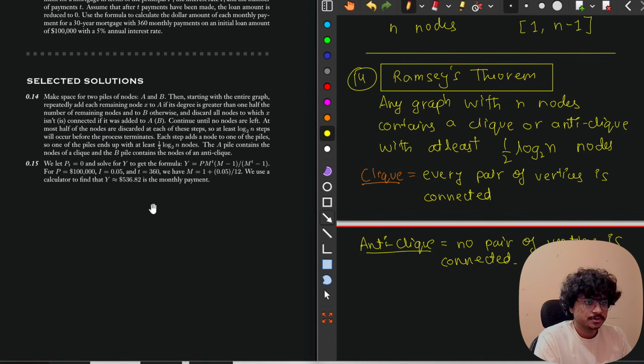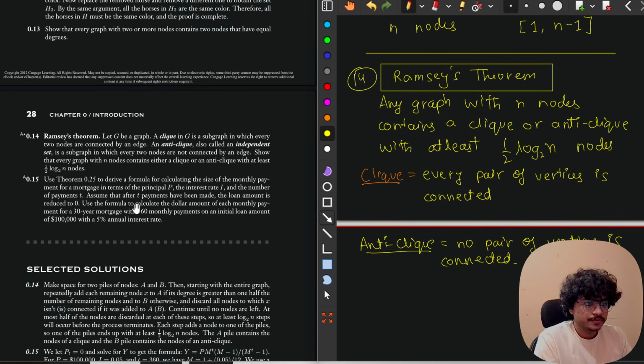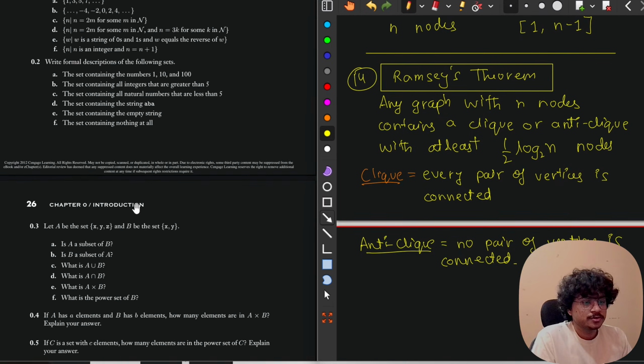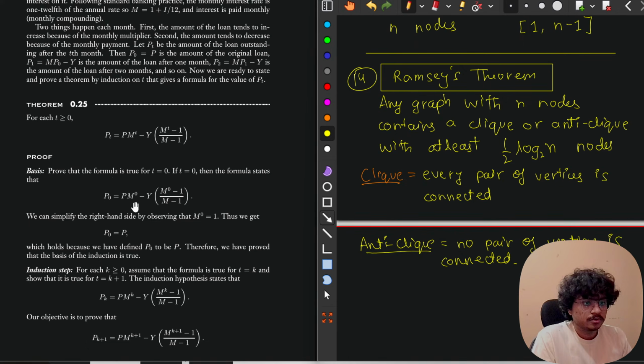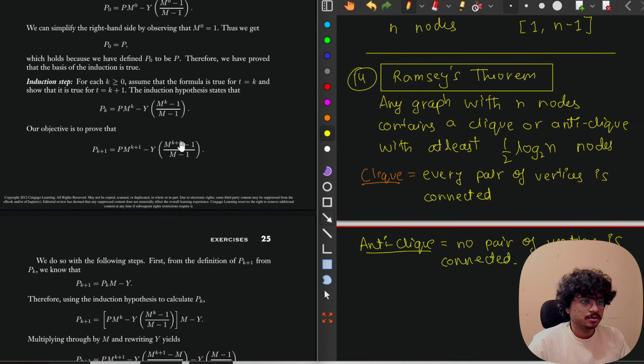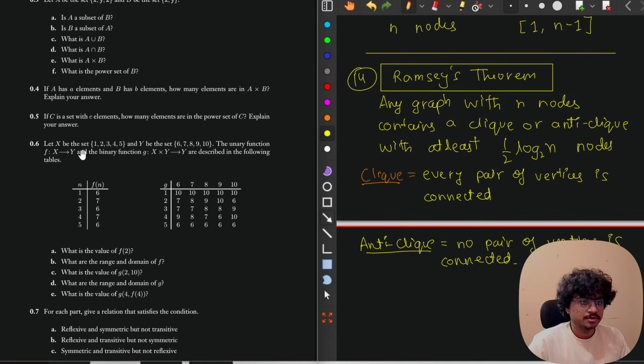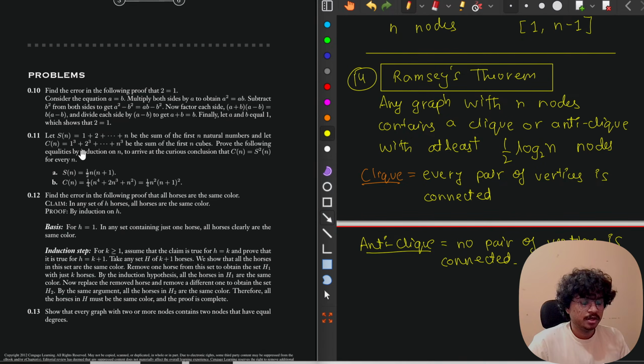What was the last question? Using theorem 2.0.25, this is the theorem: the payment after T days will be equal to this. Prove that via induction.